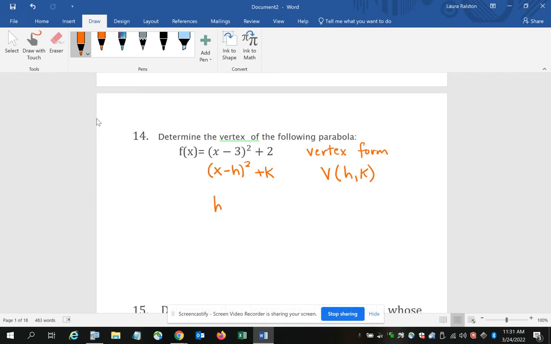The h is 3 and the k is 2. Notice that it's minus and minus, so you use the number that's there, because it really would read the opposite of h. So it's 3. So my vertex is 3, comma 2.